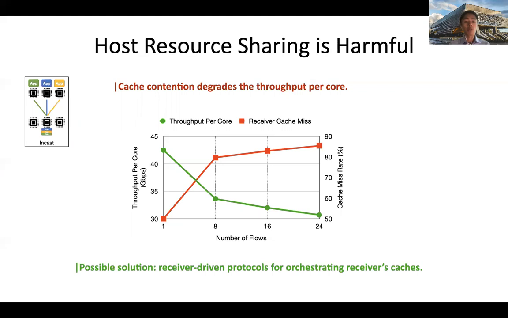Such an orchestration is hard with TCP given its sender-driven nature, since receivers have no control over when and how many senders can send data to them. It is hard for them to efficiently share receiver resources across flows from different senders. Recent works on receiver-driven transport protocols like pHost, NDP, and Homa could enable such an orchestration.